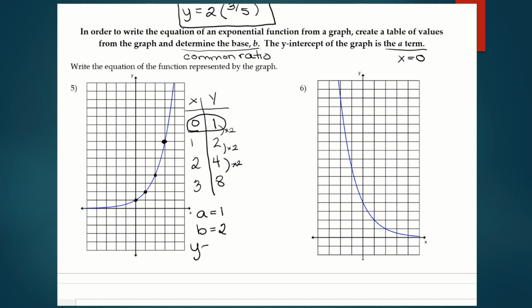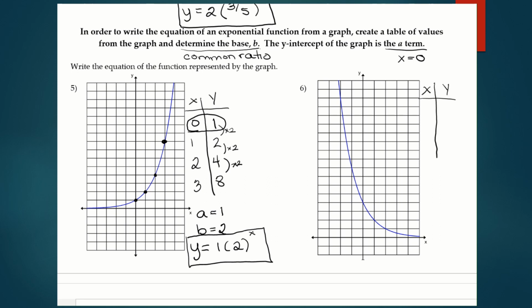So writing my equation, I get 1. Again, put your b in parentheses just to break it up and make it easier to see that multiplication. And there we go. All right, let's take a look at number 6. So number 6, again, start with that table of values.